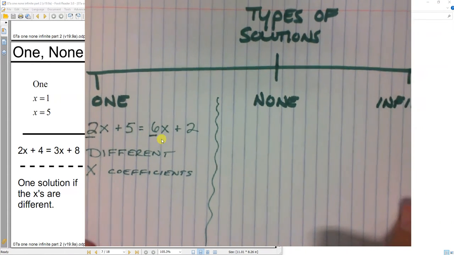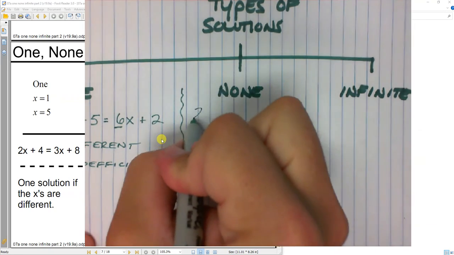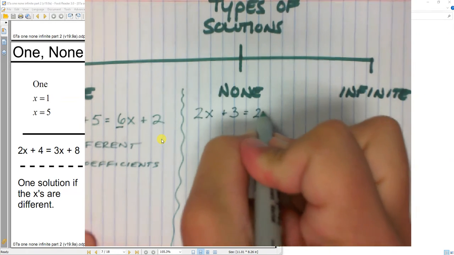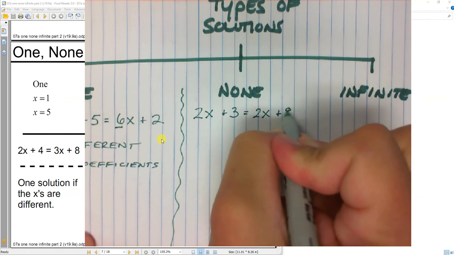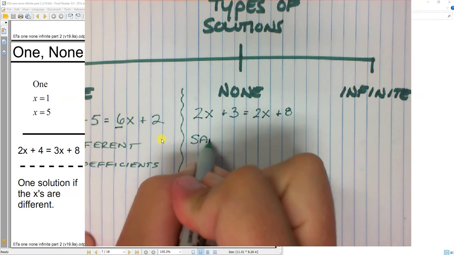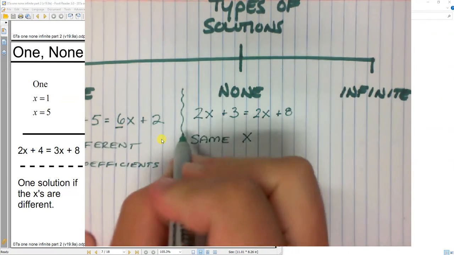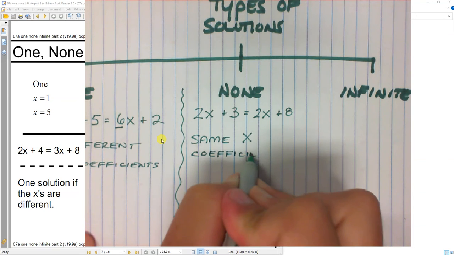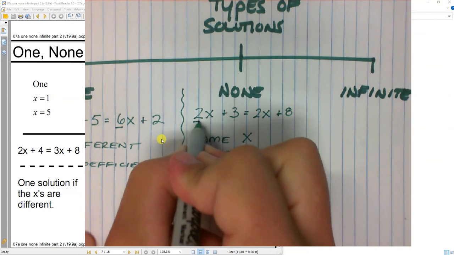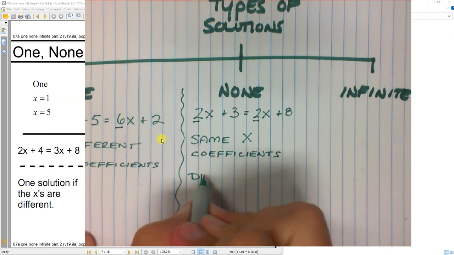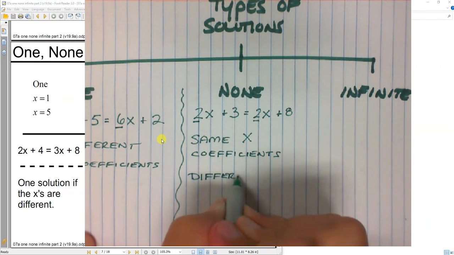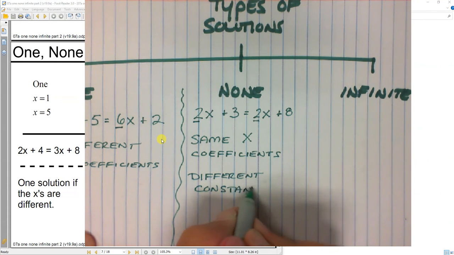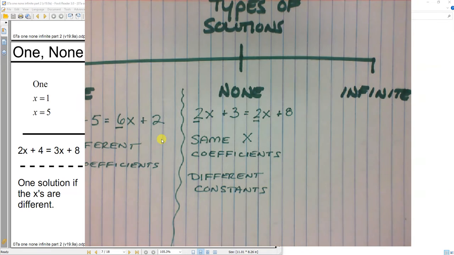For a no solution, same x coefficients, those are the numbers in front of the x's, different constants. And the constants are the air bubbles, just the numbers.